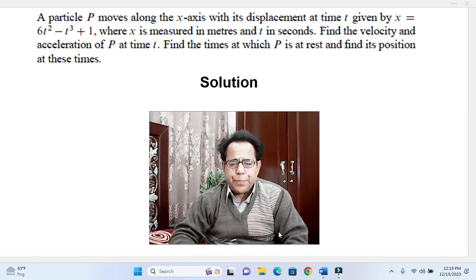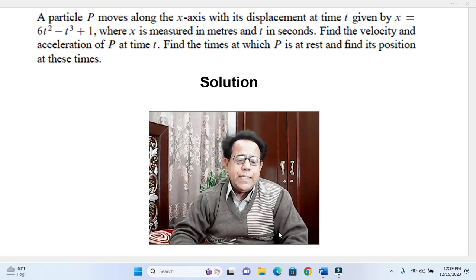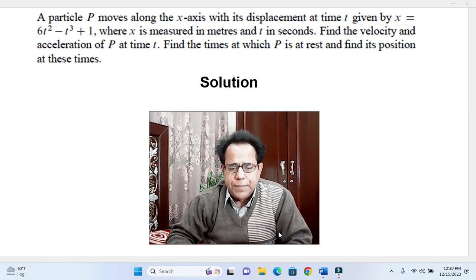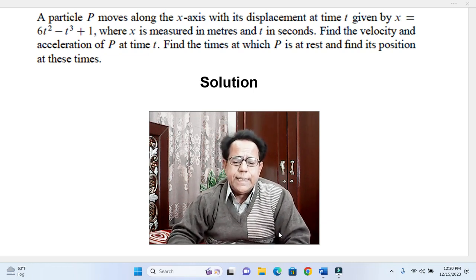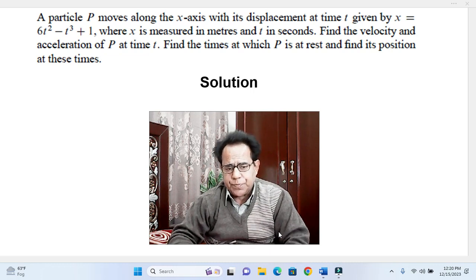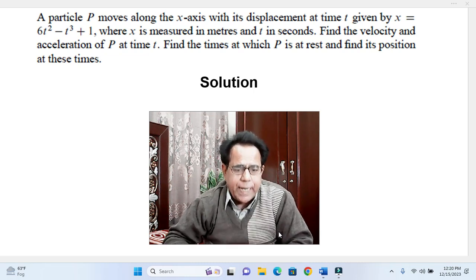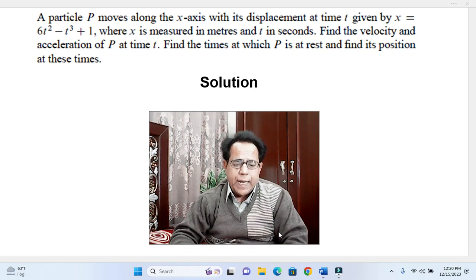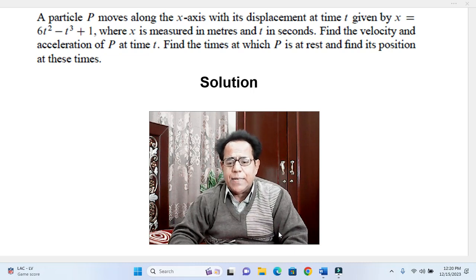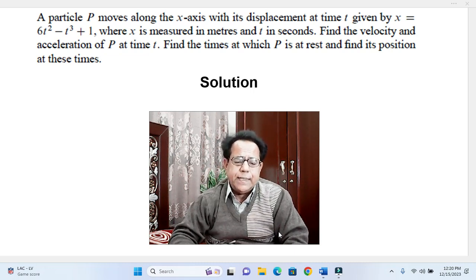The x-axis with its displacement at time t given by x equal to 6t squared minus t raised to the power 3 plus 1, where x is measured in meters and t in seconds. Find the velocity and acceleration of p at time t. Find the times at which p is at rest and find its position at these times.